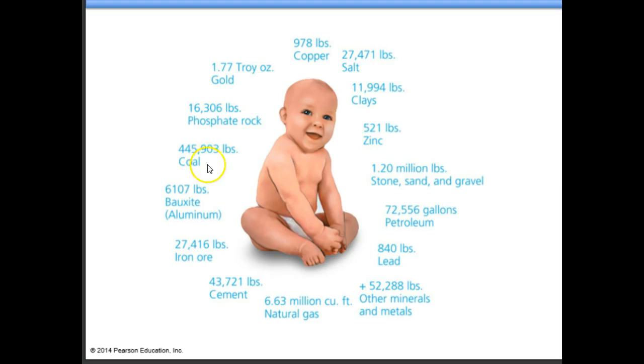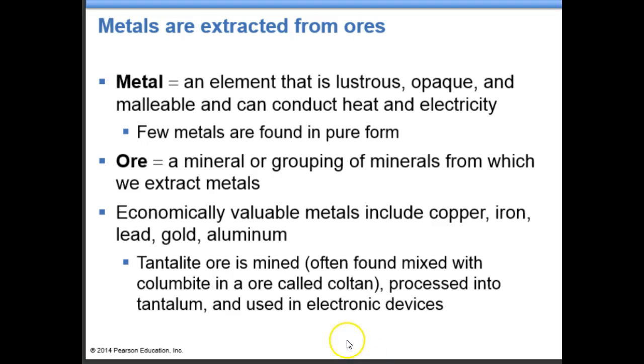over 445,000 pounds of coal, over 16,000 pounds of phosphate rock, and about 1.77 troy ounces of gold. So that's quite a bit. If we're looking at the current rate in the year 2013, that's what this child would be expected to use in their lifetime.